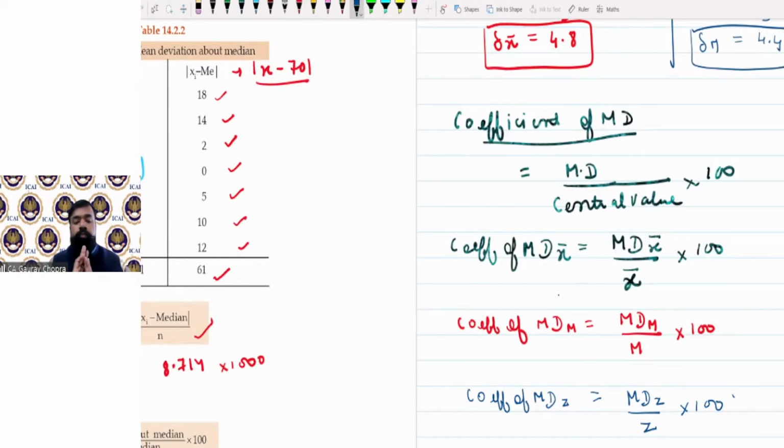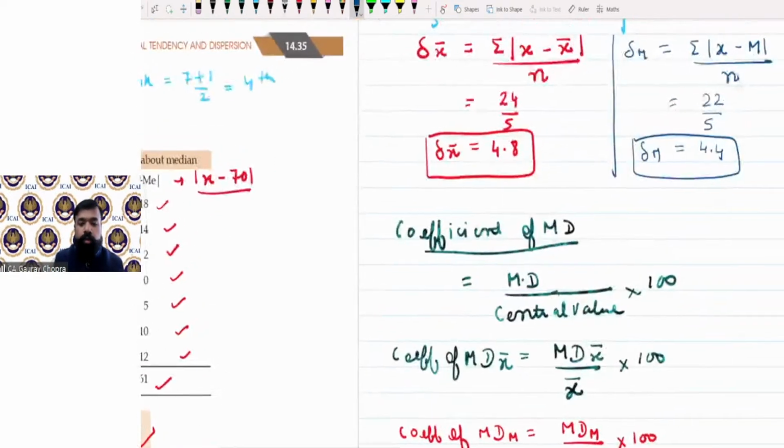The formula is very easy. It is common for all types of series, whether it is individual, discrete or continuous. The formula for coefficient will remain the same for all.